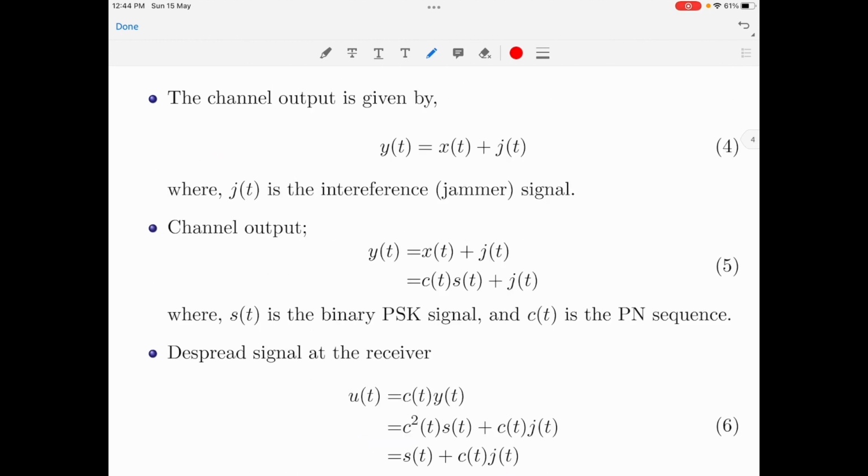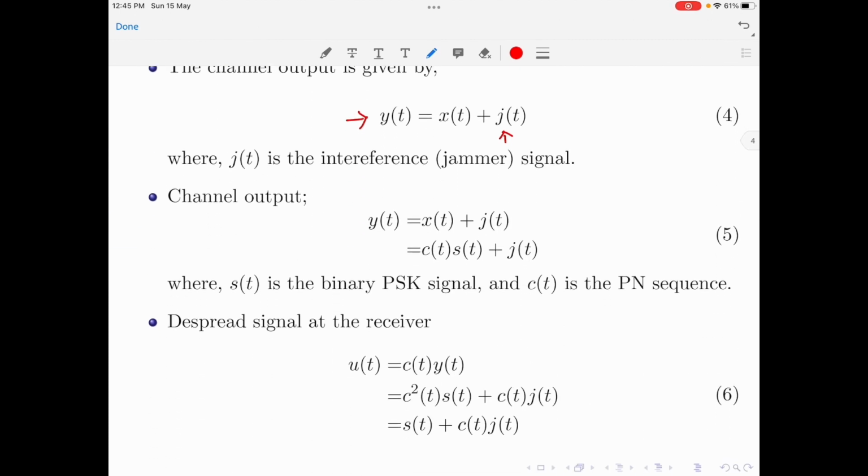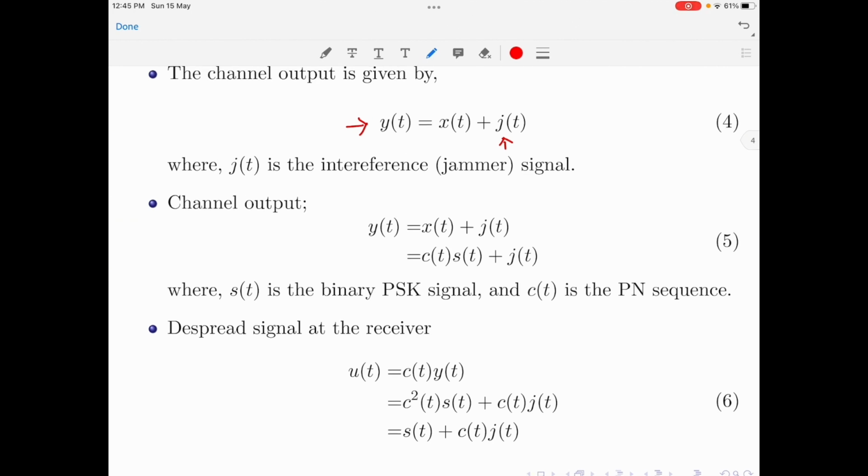Let us now move on to the receiver part. The received signal Y of t is equal to X of t, which is the transmitted signal, plus J of t, which is the interfering signal. From our previous expression, we note that X of t is equal to S of t C of t. So, I will write it here. The output of the channel will be Y of t equals C of t multiplied by S of t plus J of t, where S of t represents the binary PSK signal and C of t is the PN sequence.